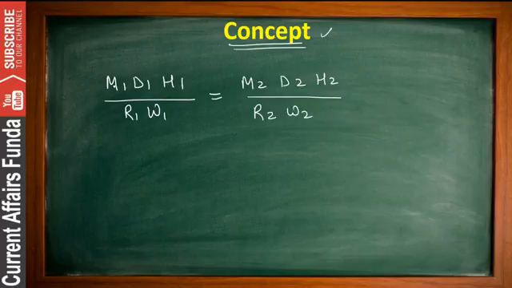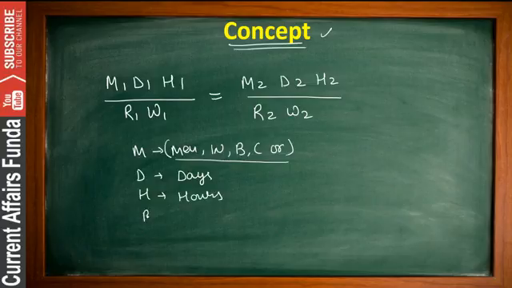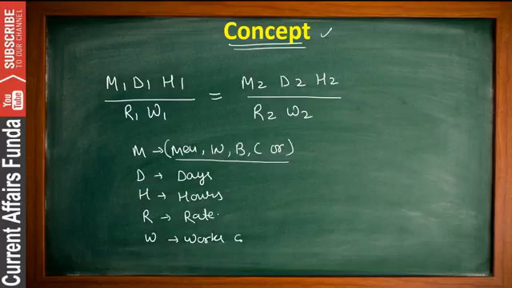So what is the meaning of M? M stands for labor, that means man, or it may be woman, or boys, or children, or any worker. M stands for all these terms. D stands for days, H stands for hours, R stands for rate, and W stands for work or job.